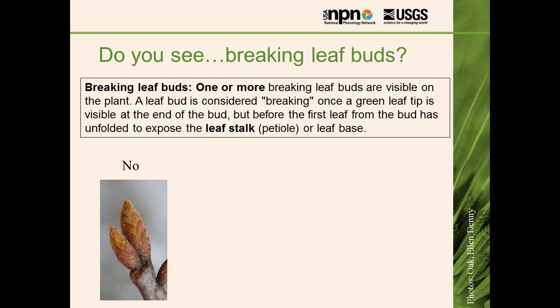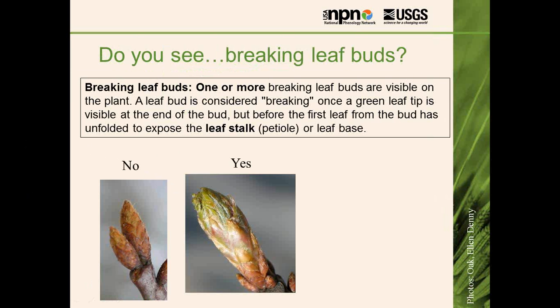For breaking leaf buds, the definition is: one or more breaking leaf buds are visible on the plant. A leaf bud is considered breaking once a green leaf tip is visible at the end of the bud, but before the first leaf from the bud has unfolded to expose the leaf stalk or leaf base. In the photograph on the bottom left, first you can see that there's a bud, but there are no leaf tips visible. So you would report a no here for breaking leaf buds.